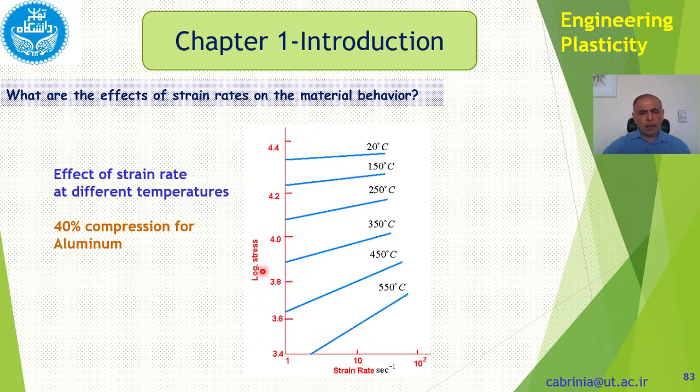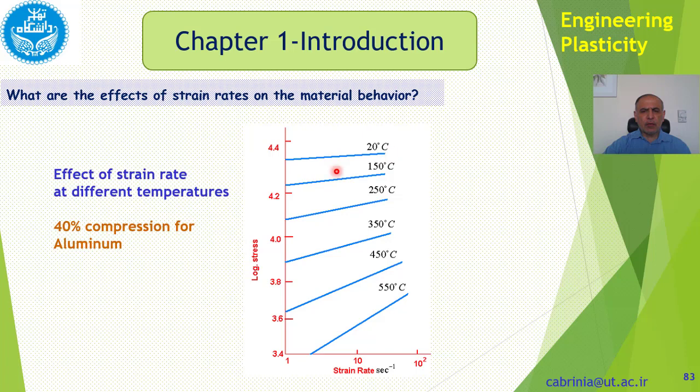Now this is another figure, a different figure, in which we have tried to show the effect of strain rate at different temperatures. Because in the previous figure, we just had one temperature, 1000 degrees, and different strain rates and different strains. But here we have the stress and the strain rate, at 40% compression for aluminum. So here the deformation is constant for all of them, but before it wasn't.